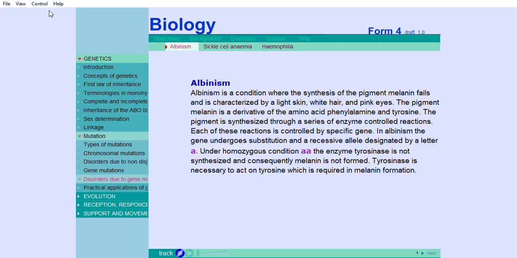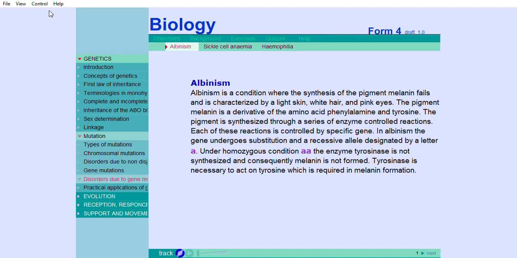Albinism. Albinism is a condition where the synthesis of the pigment melanin fails and is characterized by a light skin, white hair, and pink eyes. The pigment melanin is a derivative of the amino acids phenylalanine and tyrosine. The pigment is synthesized through a series of enzyme-controlled reactions. Each of these reactions is controlled by a specific gene.